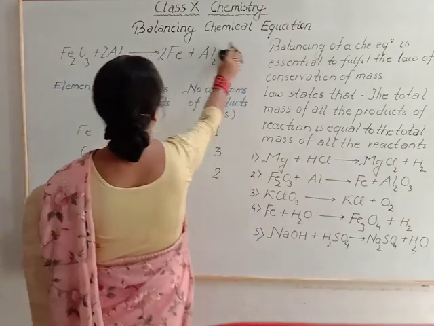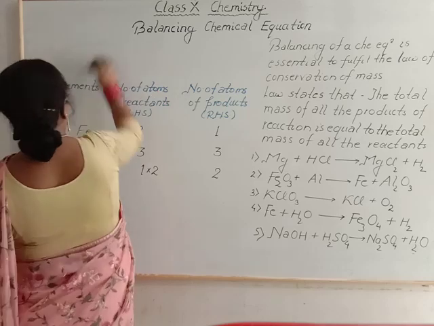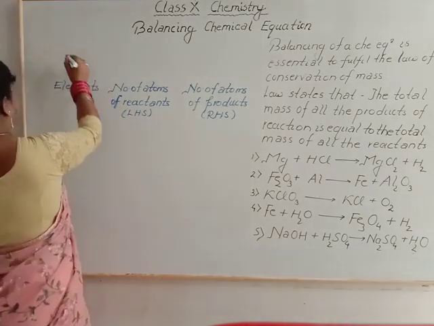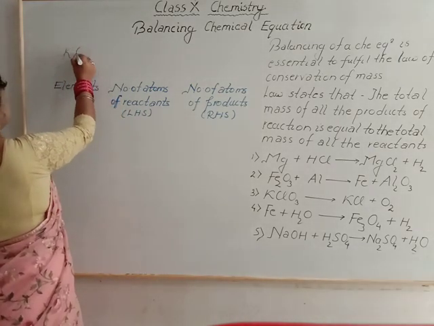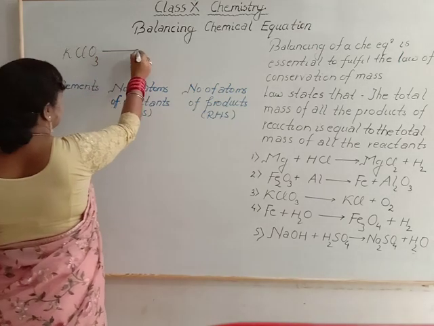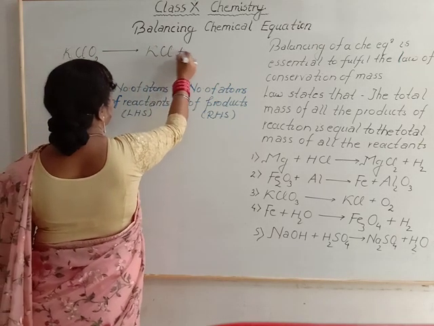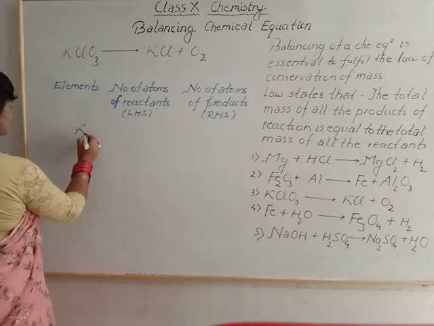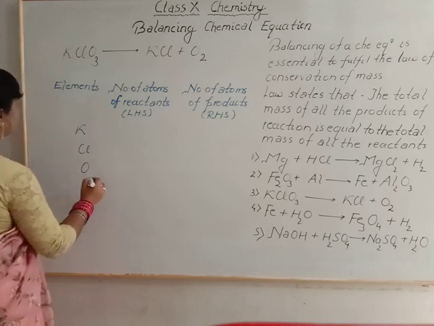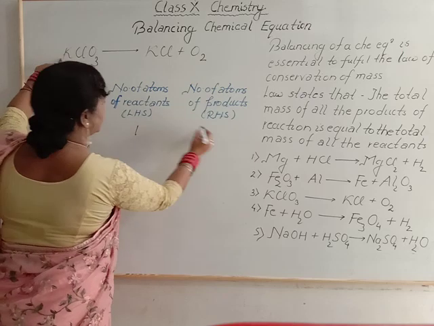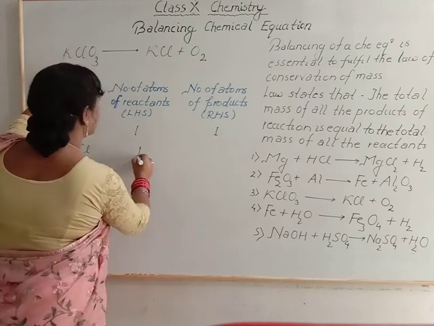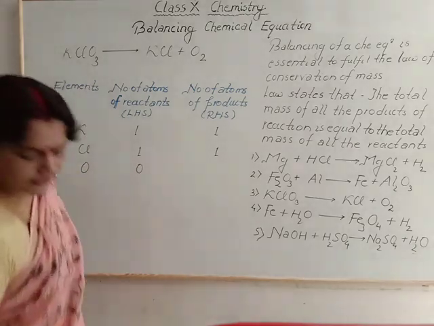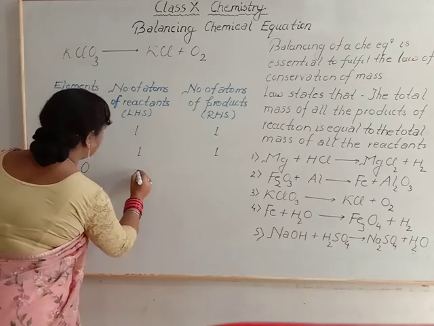Now come to our third equation. The third chemical equation is KClO3 gives KCl plus O2. Now here what elements are present? Potassium, chlorine and oxygen. Potassium here 1, here also 1. Chlorine here 1, here also 1. But in case of oxygen, you can see that this is 3. Oxygen here is 3 and oxygen here is 2.